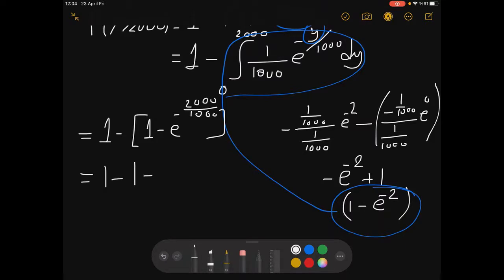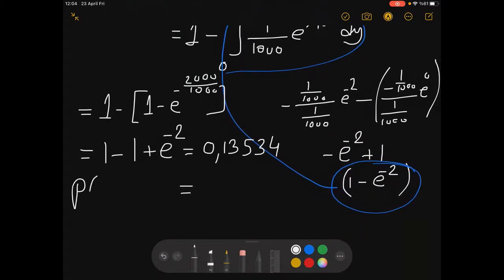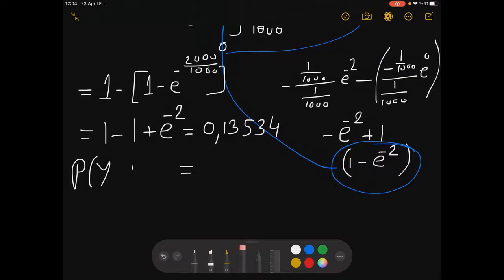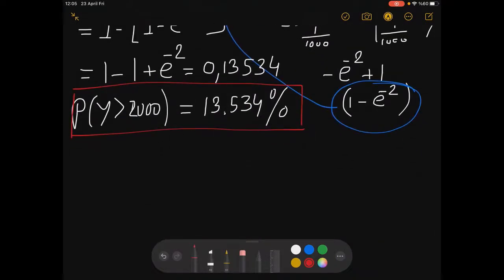1 minus 1 plus e to the power minus 2, and what you have here will be 0.534. This is the probability that you're looking for: the probability of Y being greater than 2000. It should be something like 13% or so. That would be the answer to part B of the question.